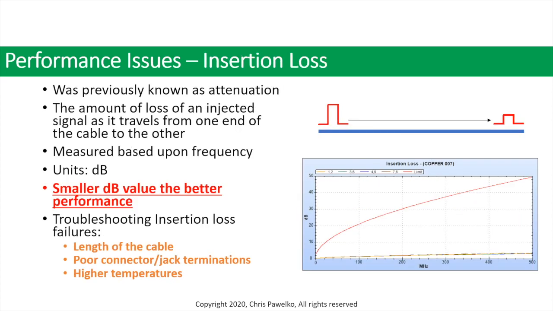Now we're going to talk about insertion loss. Insertion loss was previously known as attenuation, and it is the amount of loss of an injected signal as it travels from one end of the cable to the other, and it is measured based upon frequency. The units of measurement for insertion loss are decibels, or dBs, and you want a smaller dB value, because a smaller dB value means you have less loss, less insertion loss, as you go down the cable.